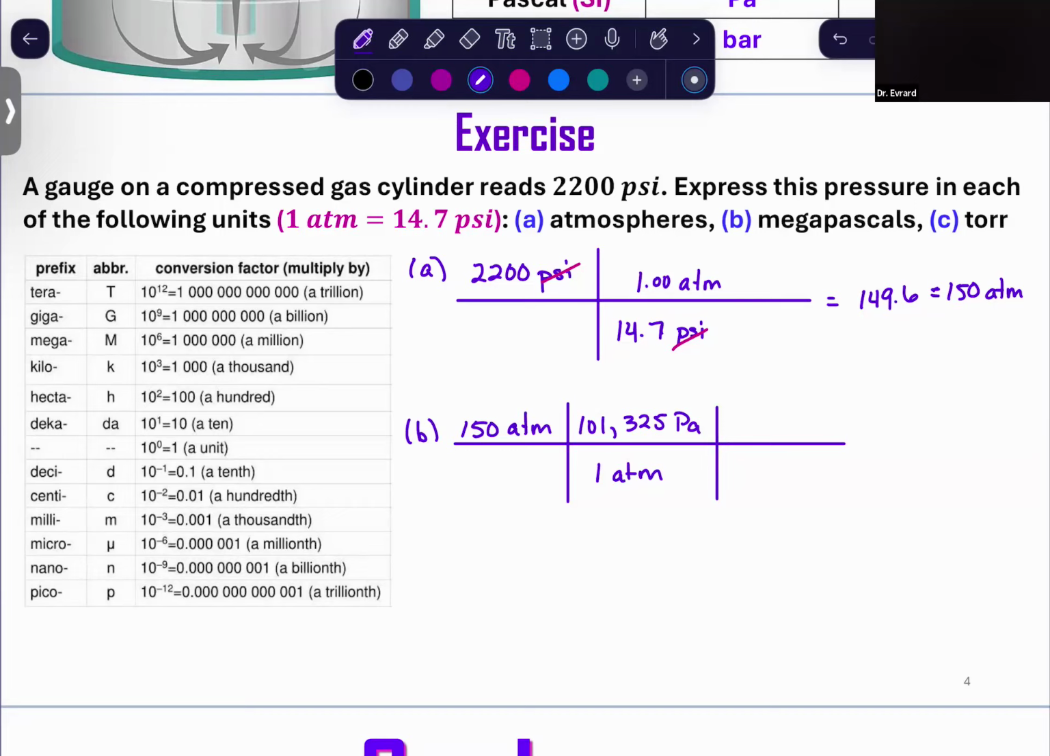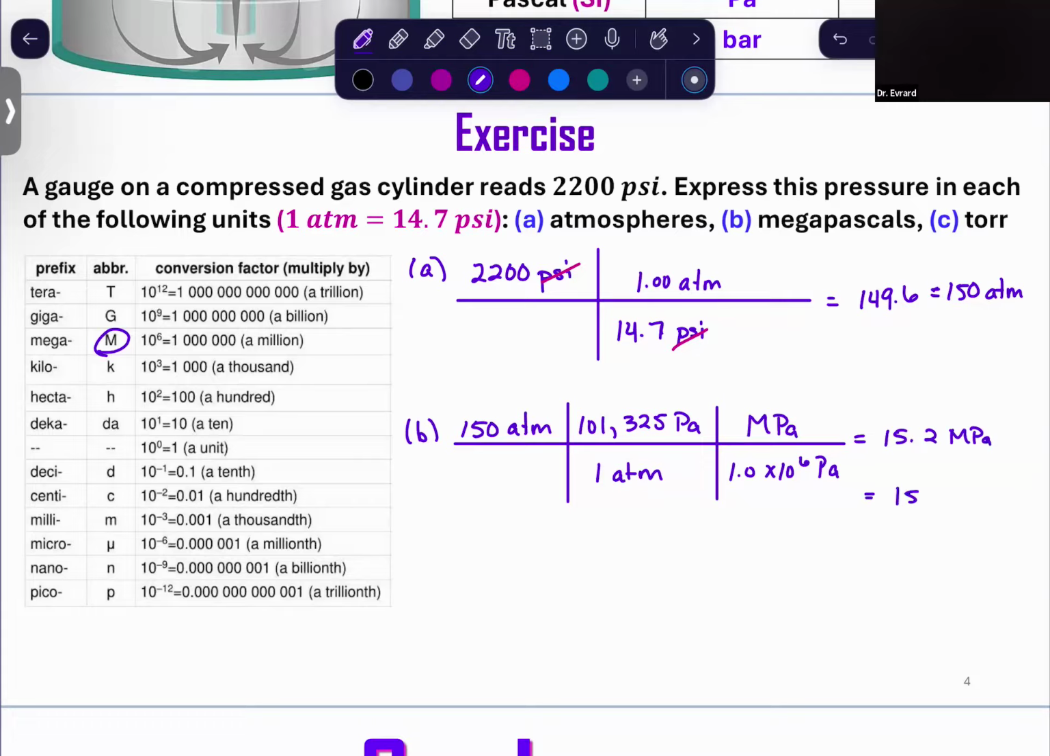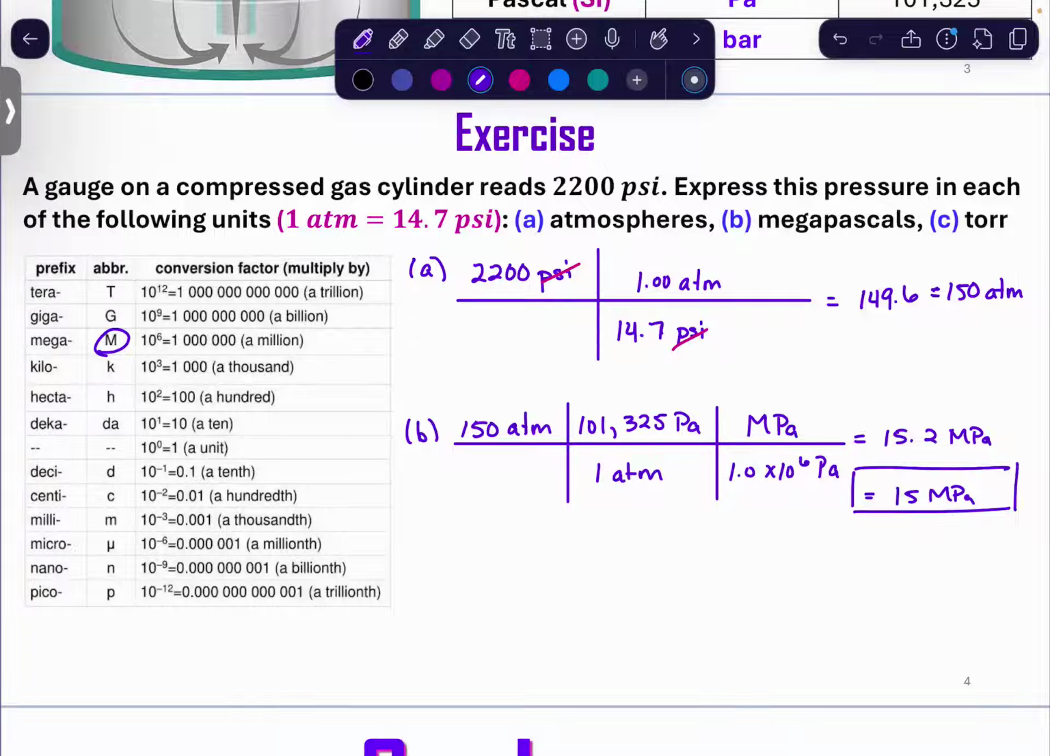And then we want to go from pascals to megapascals. And so 1 megapascal, so MPa, as you notice here, that's 10 to the 6th, so 1.0 times 10 to the 6 pascals. And when you multiply this up, you're going to get about 15.2 megapascals. Rounding that off for significant figures, we'll get 15 megapascals. So your capital M is mega, where like millipascals would be your little m.